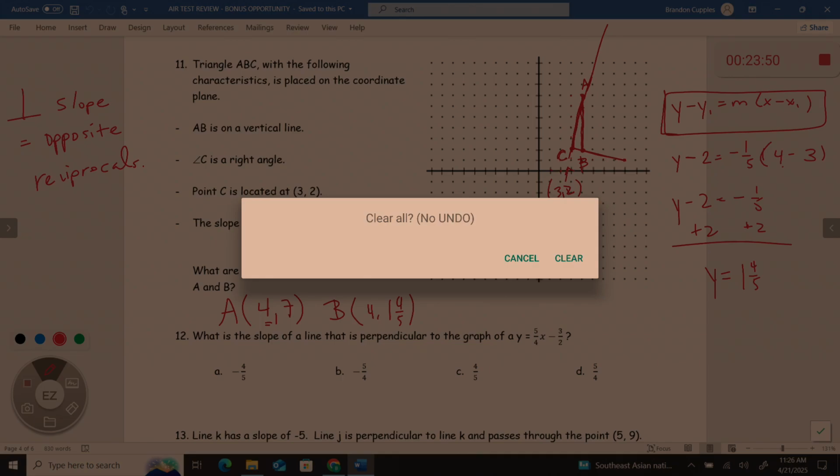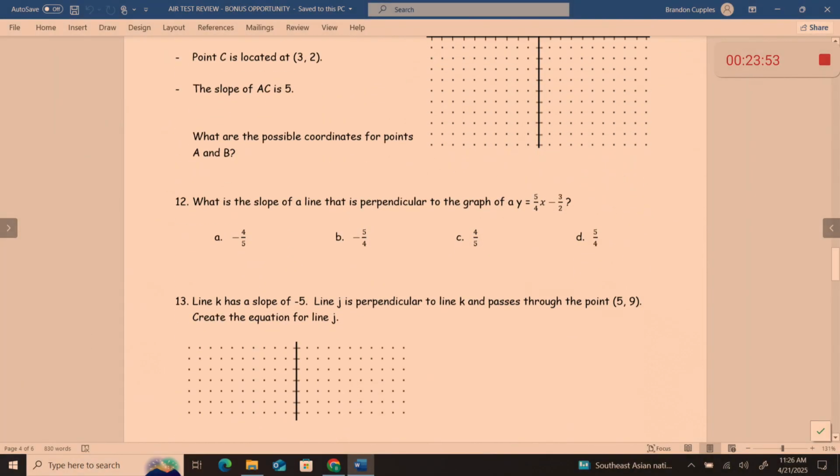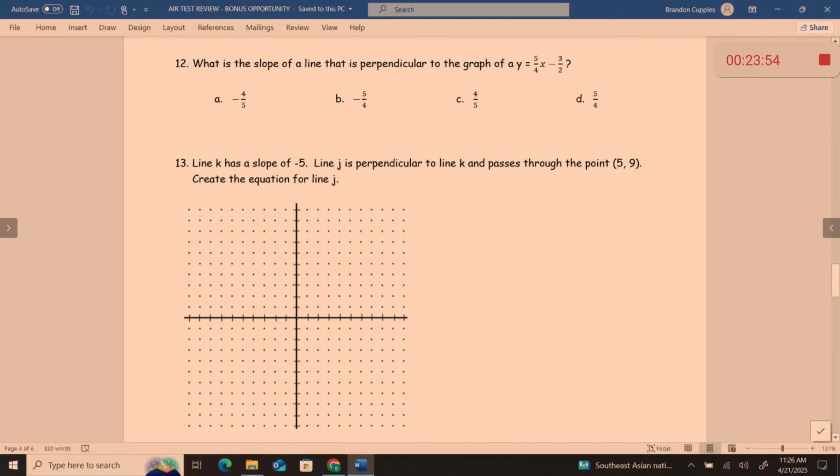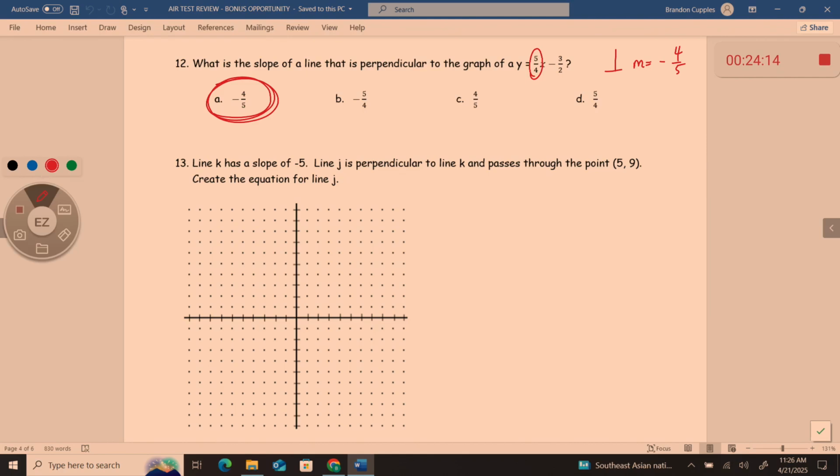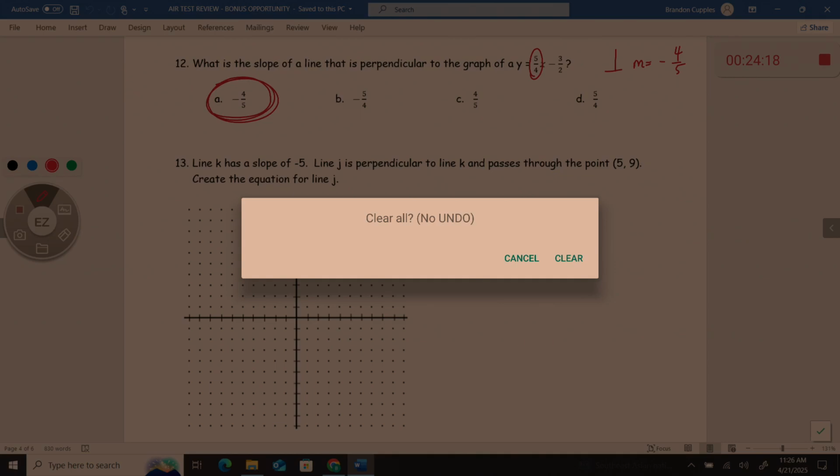Next one. What is the slope of a line that is perpendicular to the graph of y equals 5/4 x minus 3/2? Okay. Now our slope right now is 5/4, so the perpendicular slope is going to be negative 4/5. So if I look at this right here, negative 4/5, boom, we're done. Okay. So make sure you know those basic ideas. Perpendicular lines are the opposite reciprocals of each other.